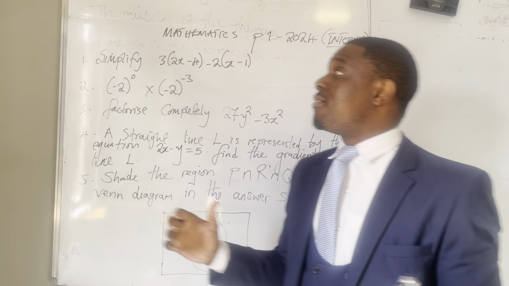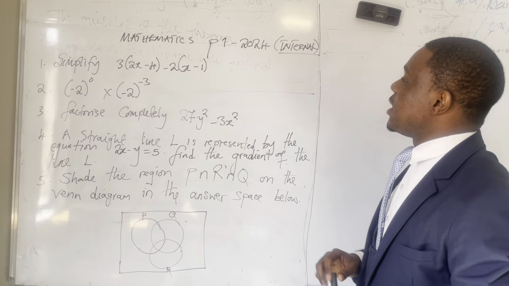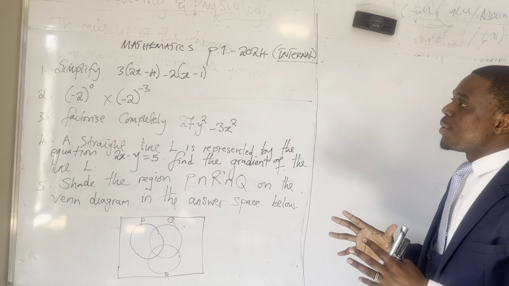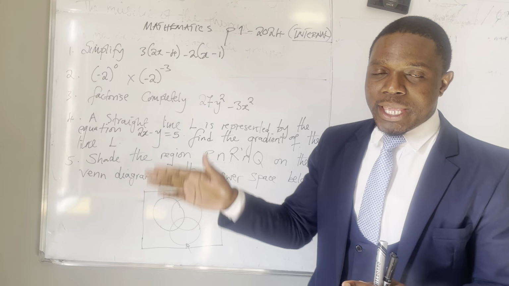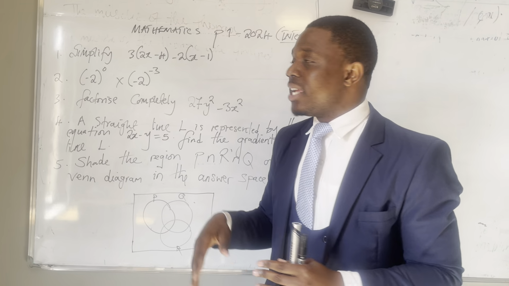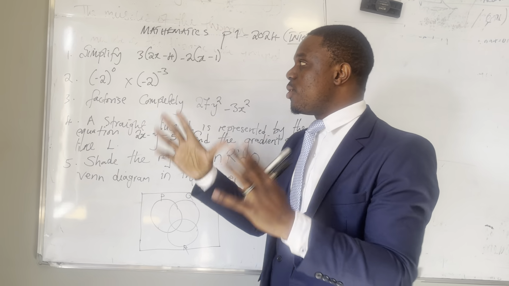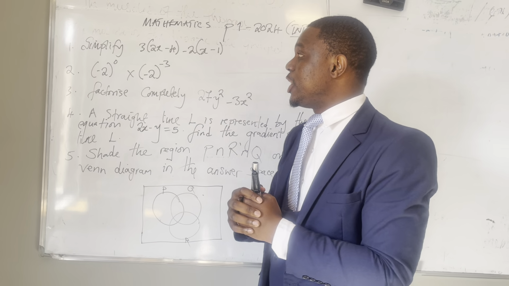So today we have Mathematics Paper 1, 2024 internal. We have just picked the first 5 questions, then we'll continue picking them like that until we are done with the whole paper. Then we start the GCE, we go to internal, with the guidance of Sharp Academy Management.